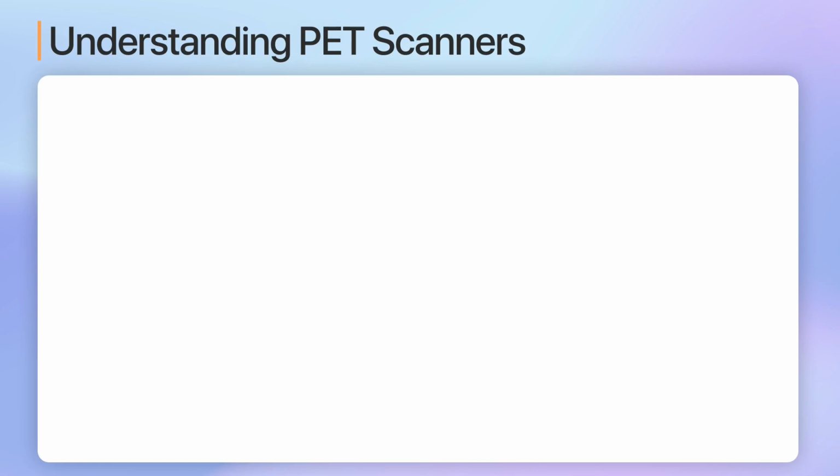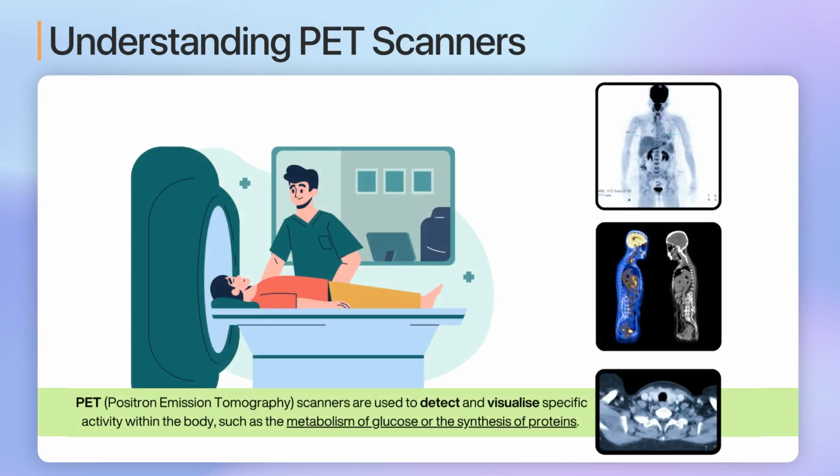So, what are PET scanners? PET, or Positron Emission Tomography scanners, are sophisticated medical imaging devices used to detect and visualize specific activity within the body, such as the metabolism of glucose or the synthesis of proteins. This non-invasive technology allows physicians to gain detailed insights into various physiological and pathological processes, making it invaluable in the diagnosis and monitoring of medical conditions like cancer, neurological disorders, and heart diseases.